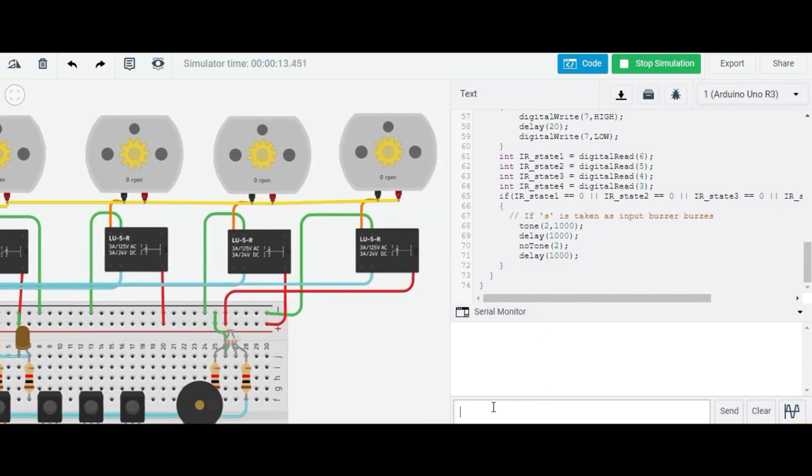And when I give 4, this DC motor which represents the stepper motor rotates for 20 milliseconds in the clockwise direction. And when I give 5, this green LED represents the anti-clockwise direction of the stepper motor for 20 milliseconds. So to show whether an object is detected or not, when I give S as a character, the buzzer buzzes.